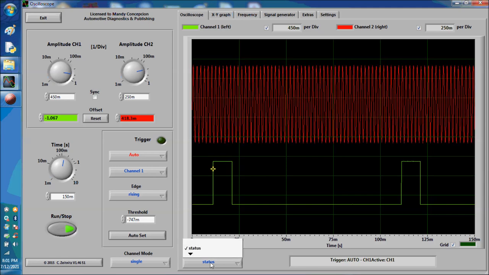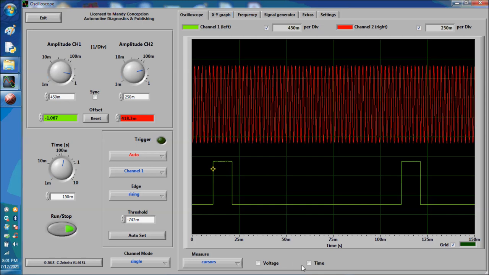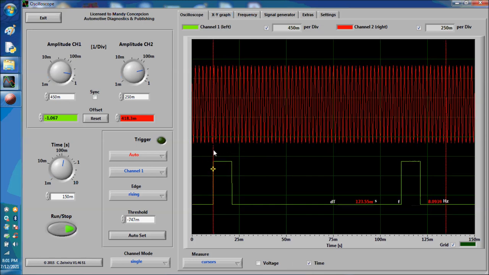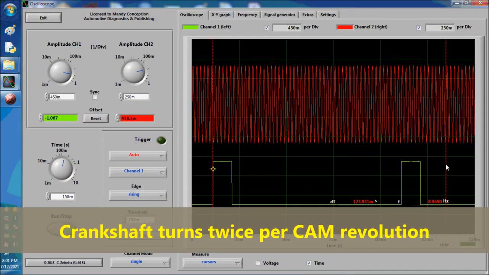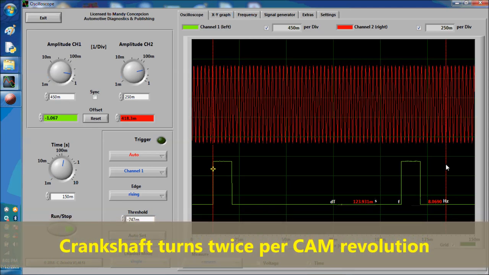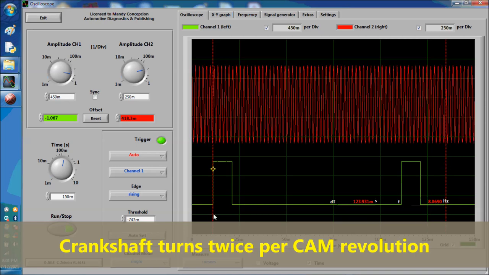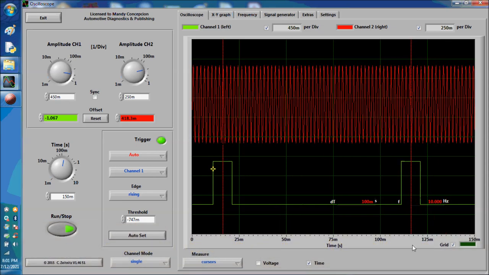This is the cam. Understand one thing: for every revolution of the cam, it's half a revolution of the crank. So the crank turns twice per every cam revolution. This is important, okay? Because if you have a jumped or a stretched timing belt, you're gonna know right away, and I'll show you how later on in the video.